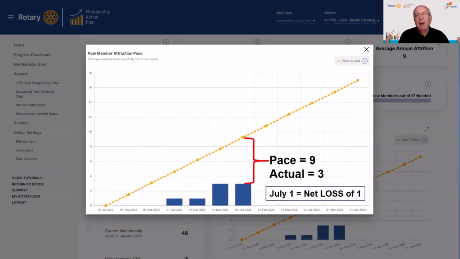Well, you might not be surprised that by July 1st, they landed with a net loss of 1, not a gain of 8 for their goal, not even break even. They landed with a net loss of 1, despite that net gain that they rode into January with of +2. So this is brand new information.